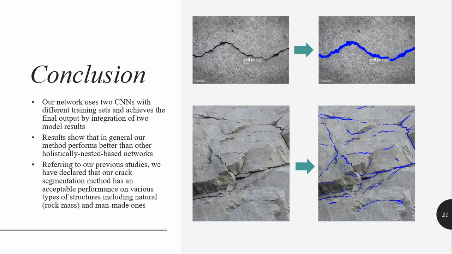In summary, we proposed a model including two DeepCrack models with similar architecture and different training datasets. This results in better crack segmentation for civil structures in comparison with holistically-nested-based methods. In addition, we applied these models on a rock mass image dataset before and obtained a good result. After that, we were motivated to apply it on other types of cracks, such as cracks in civil structures. In this study also, we see that this approach has good performance in crack segmentation. So this proves the high generality of our method for different types of cracks.